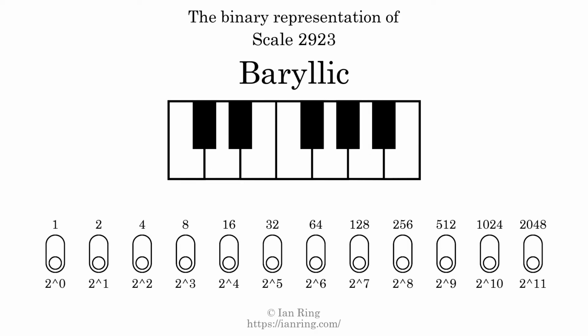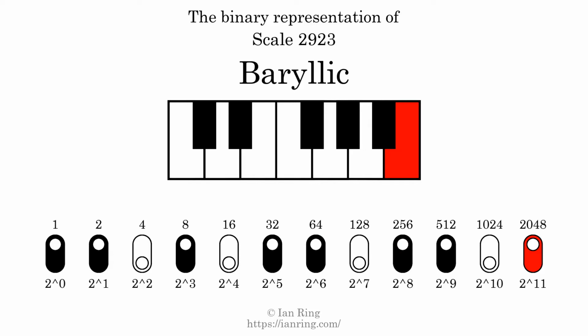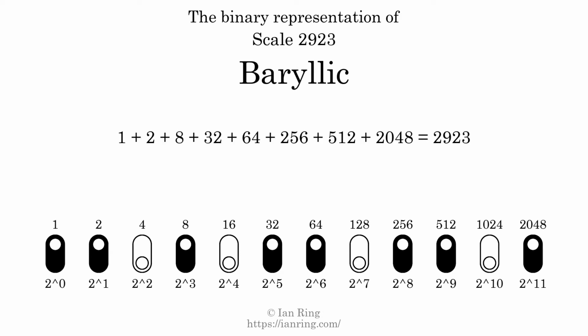The binary representation of this scale is determined by mapping tones of the scale to binary digits. Each binary digit represents a power of 2. To get the scale number, we add the powers of 2 together. The powers of 2 that are present in the scale, all added together, equals 2923. That is why the scale number, in decimal, is 2923.